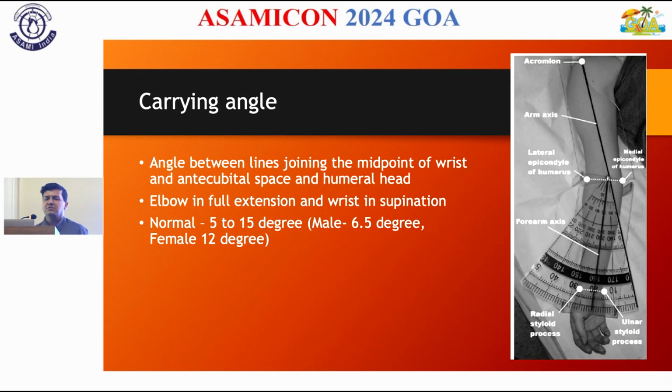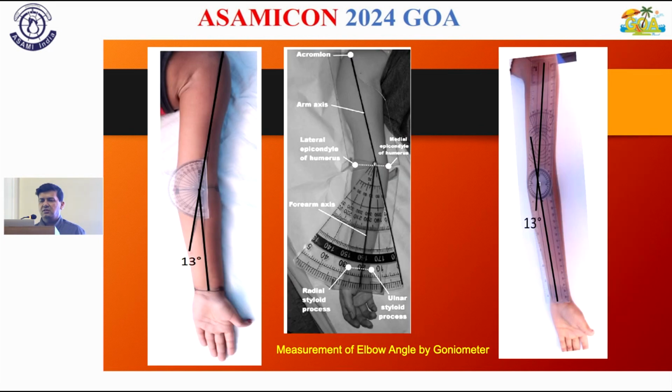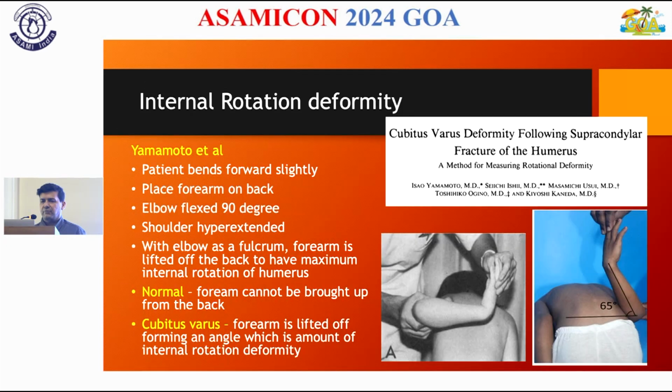Clinically, first we measure the carrying angle. For this, 2 lines are drawn between the midpoint of the wrist and the antecubital space and humeral head. With elbow in full extension and wrist in supination, the angle between these 2 lines is the carrying angle. Usually it's 5 to 15 degrees.